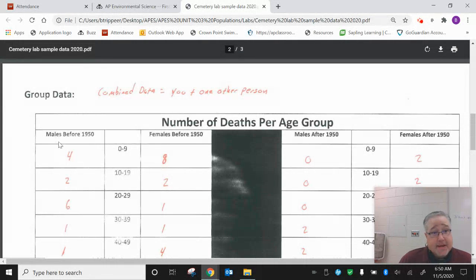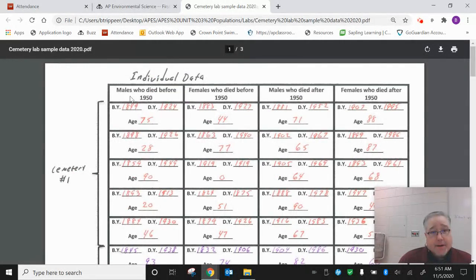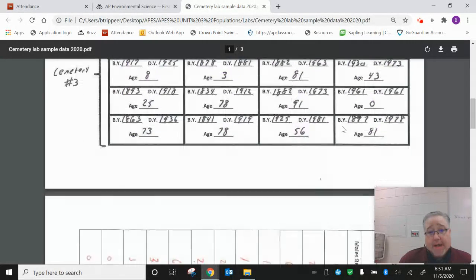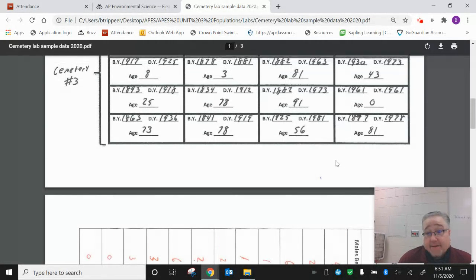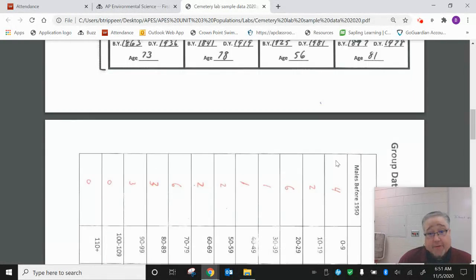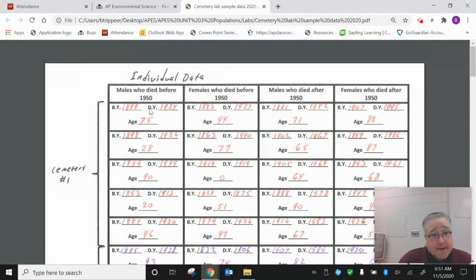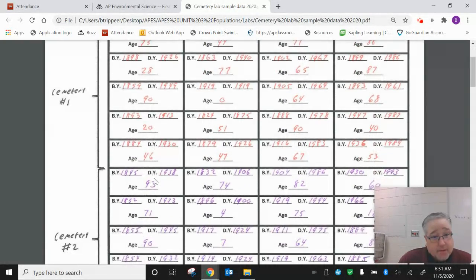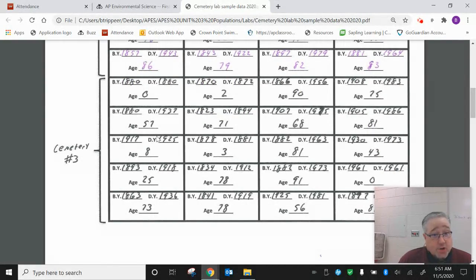So, for example, let's say here we have the males before 1950. Going back up here, we flip back and forth. Here are our males who died before 1950. All we're going to do is look at each age group, like 0 to 9, 10 to 19, 20 to 29. We're going to count how many individuals died in that age group. For example, 0 to 9, looking at my first column here, going down, going down, going down, there's one. So I see one individual that I have.